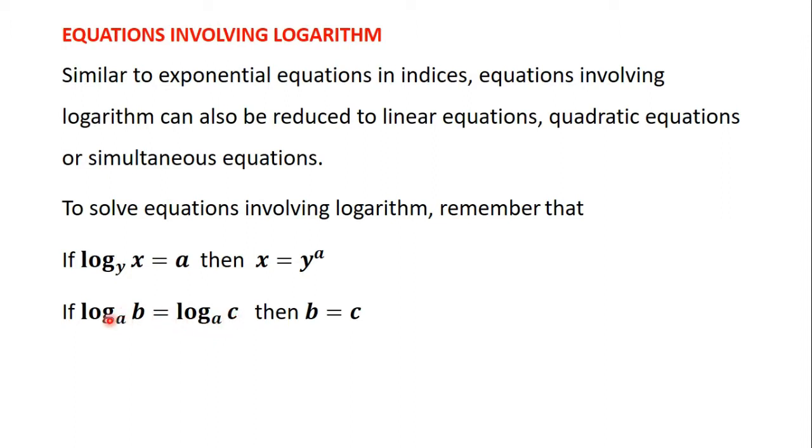You see here the base of the logarithm is a. The base of the logarithm here is also a. So the base of the logarithm on the left hand side is a, and the base of the logarithm on the right hand side is a. We can equate the logarithm numbers. So we have log base a, log base a, and we can equate the logarithm numbers, which are b and c. So b is equal to c. We are going to use these two properties that we've studied here to solve the questions.